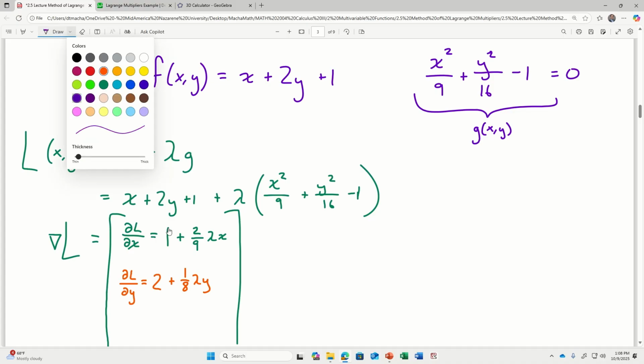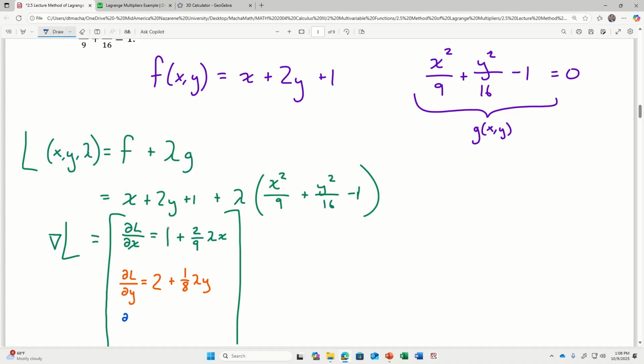And then the third entry down here will be the partial of the Lagrange function with respect to lambda. And what is that? x squared over 9 plus y squared over 16 minus 1.